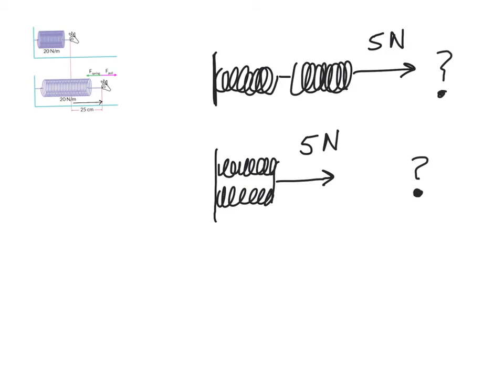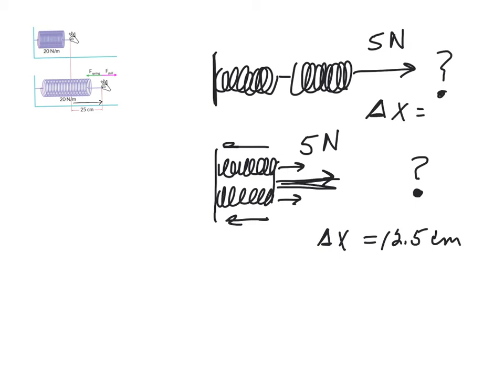Whereas when I apply a force of 5 newtons here, both springs are pulling back on that bar. And so my applied force is only 2.5 newtons to each spring. And so in this case, the stretch is only going to be half of the 25, or 12.5 centimeters, whereas this delta x is 50 centimeters.